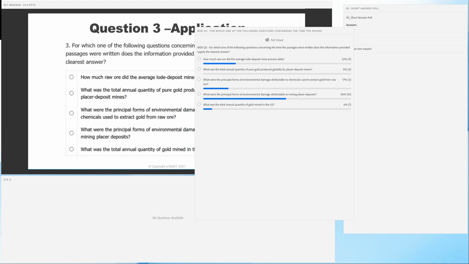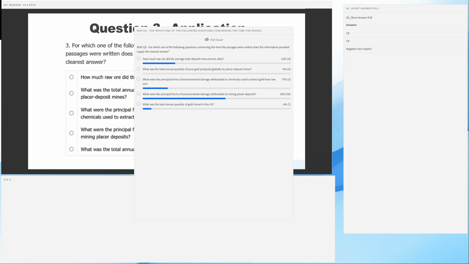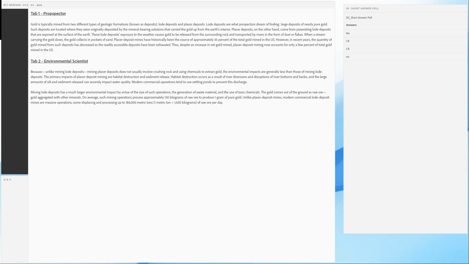How much raw ore did the average lode deposit mine process daily? We don't know of that. Also, can we answer this question? How much raw ore did the average lode deposit mine process daily? Let's go and look at our passage here. What we are told over here is some displacing and processing up to this much raw ore per day. Does the word some mean you can say average? Does some mean average? Those of you who chose this, you made this translation?